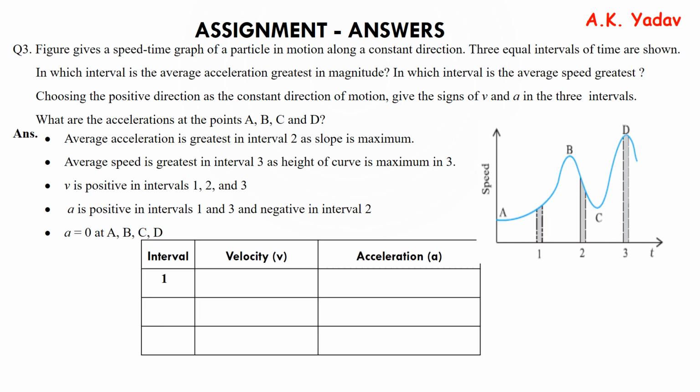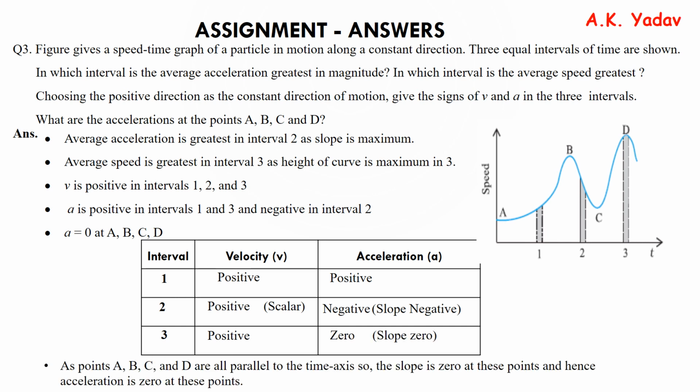So we have taken interval 1, so velocity is positive, acceleration is positive. In 2, velocity is positive because it's a scalar quantity, acceleration is negative because the slope is negative. In the third interval, velocity is positive, acceleration is 0 because there is no change in velocity, slope is equal to 0. As points A, B, C, D are all parallel to the time axis, the slope is 0 at these points, hence the acceleration is 0 at these points.